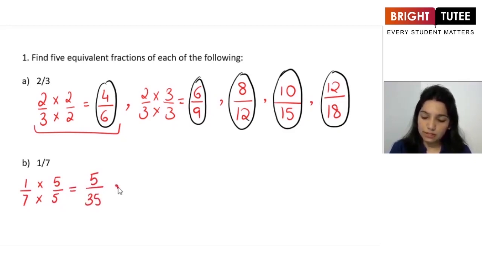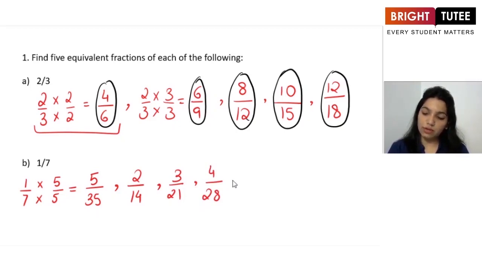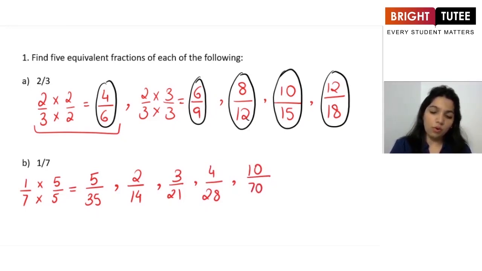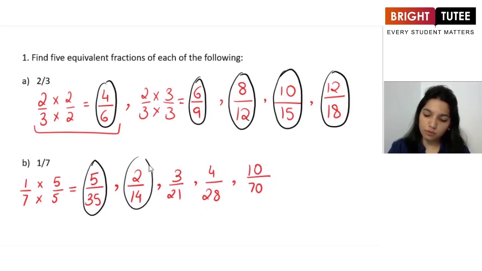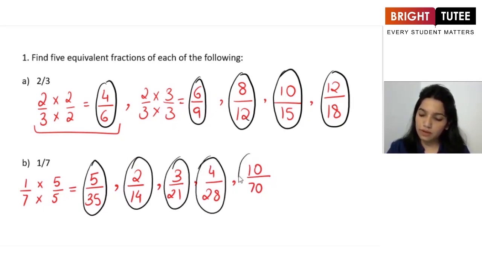Now I'm multiplying 1 over 7 by 2. So it is 2 over 14. Now I'm multiplying it by 3. So it is 3 over 21. Now let's multiply it by 4. So it is 4 over 28. Now let's multiply them by 10. So it is 10 over 70. So all these that you see, 5 over 35, 2 over 14, 3 over 21, 4 over 28 and 10 over 70, they are all equivalent fractions. You can multiply by any number of your choice. You can multiply it by 10, 100, 1000, 10,000, all are correct.